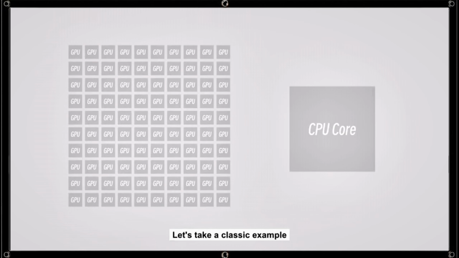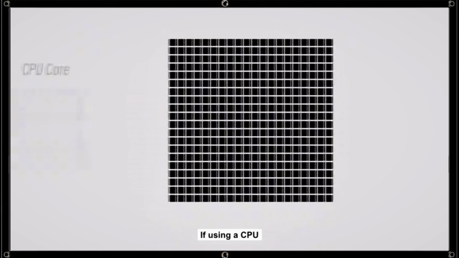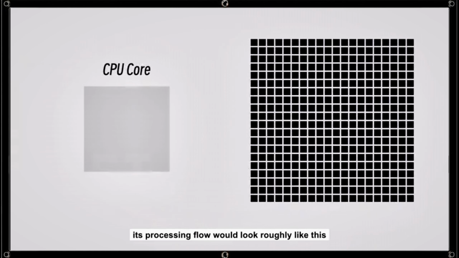Let's take a classic example. Here I have an image. The image is too dark. I want to brighten this image. If using a CPU, its processing flow will look roughly like this.